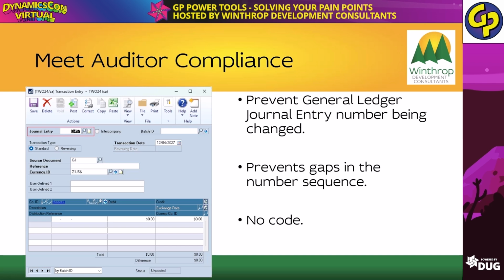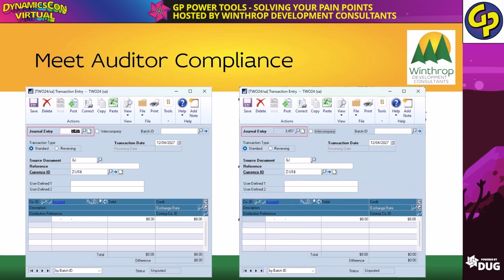An example of meeting auditor compliance could be as simple as preventing the general ledger number from being manually edited to ensure that there are no gaps in the sequence numbers for general ledger. Again, this is a no-code solution that just makes the journal entry field non-editable.